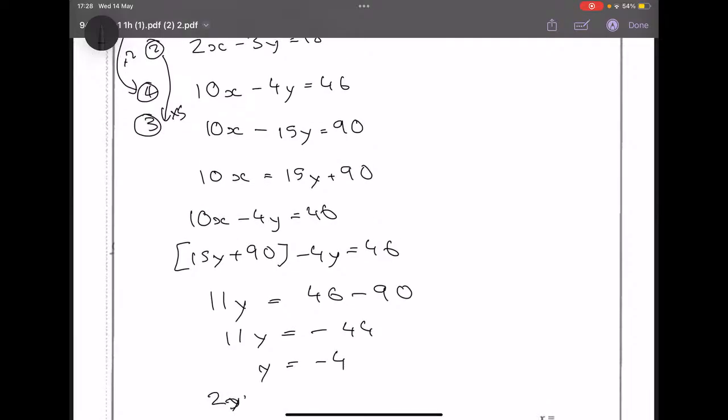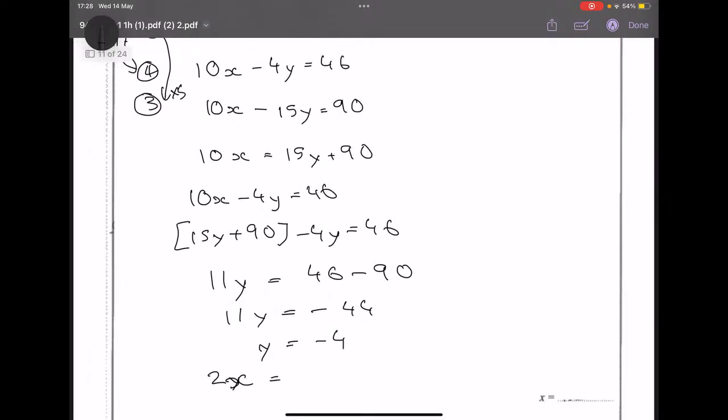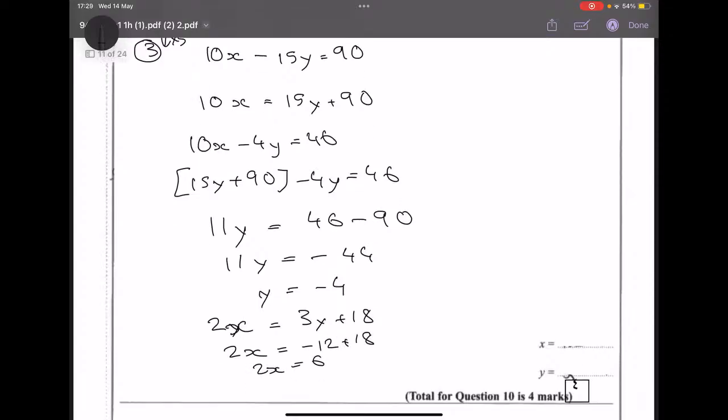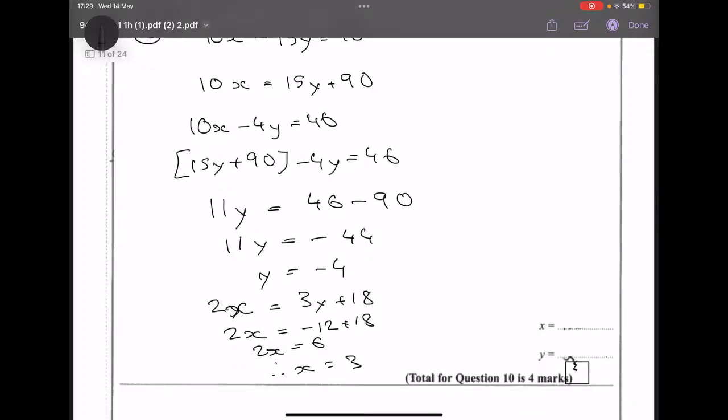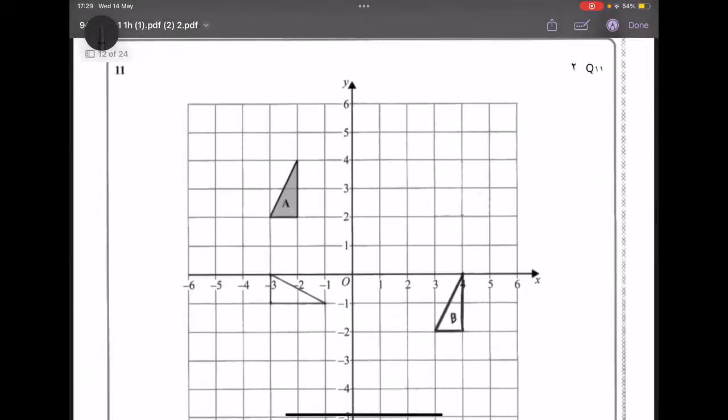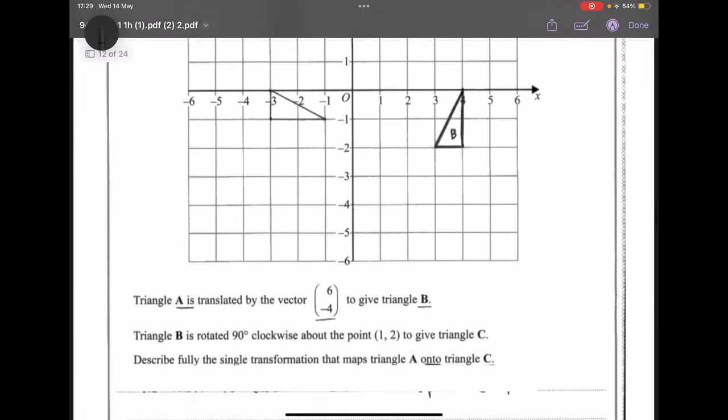Now, to get x, we would just sub it in. 2x equals 3y plus 18. 2x equals minus 12 plus 18. 2x equals 6. Therefore, x equals 3. So, y equals minus 4 and x equals 3. That's 4 marks.